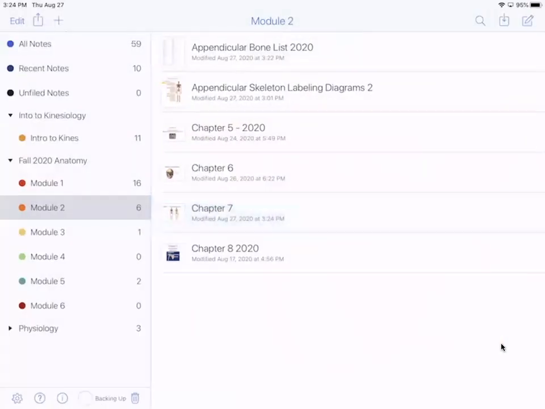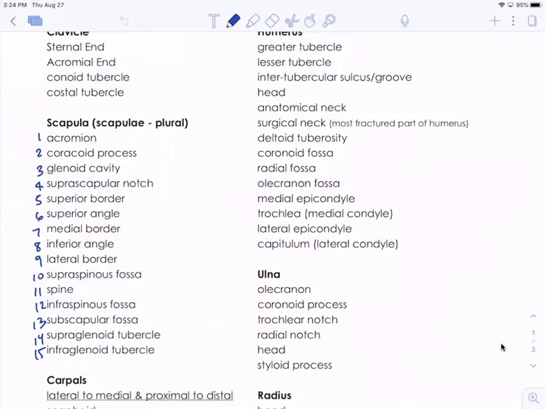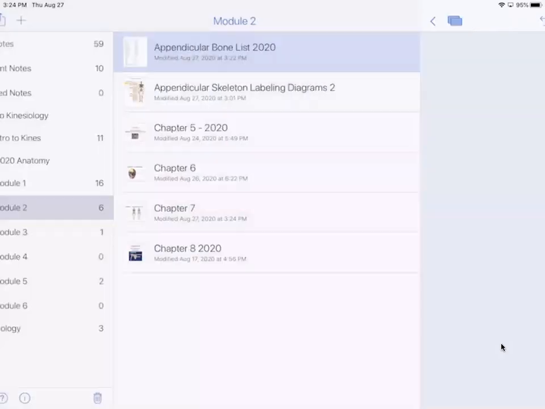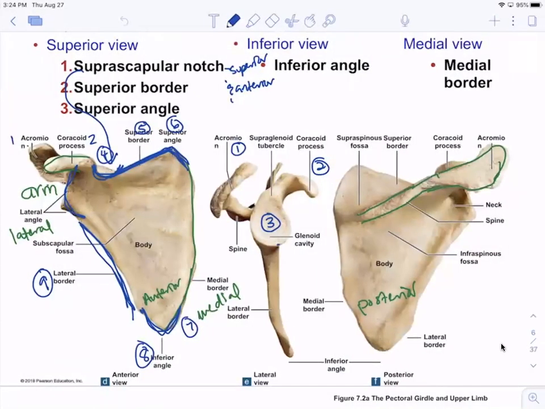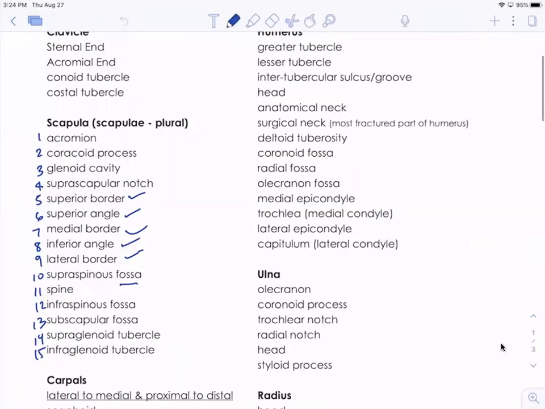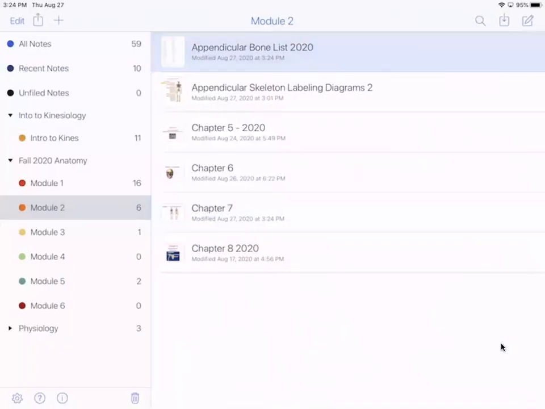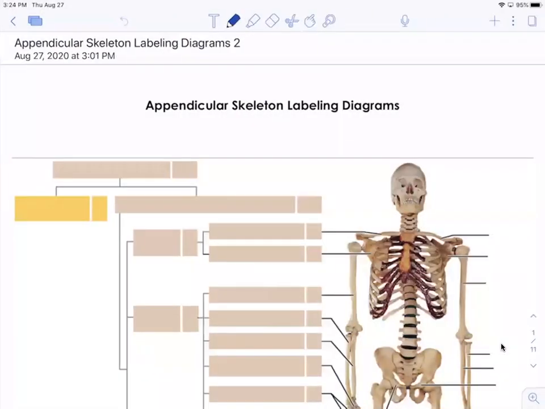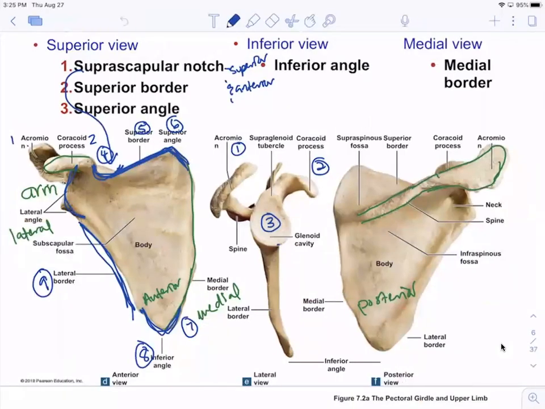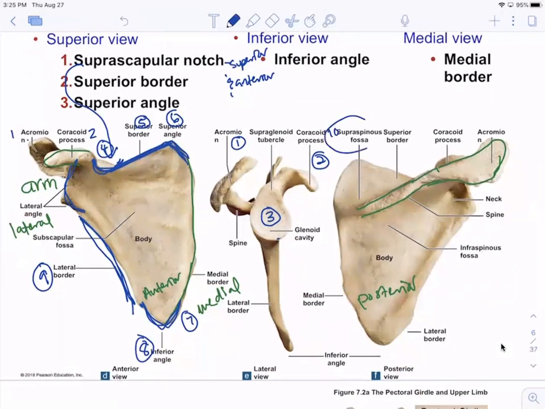So back to the list, we're going to go through it. You have suprascapular notch. Then we go superior border, superior angle, medial border, inferior angle, lateral border, and now we get to the fossae. So going back here, we're going to have our subscapular fossa. I believe I put that in that order. Let me double check. Nope, I go supraspinous fossa. So here's where it's not exactly foolproof, but if we're in the back, supraspinous fossa is 10. So up here.